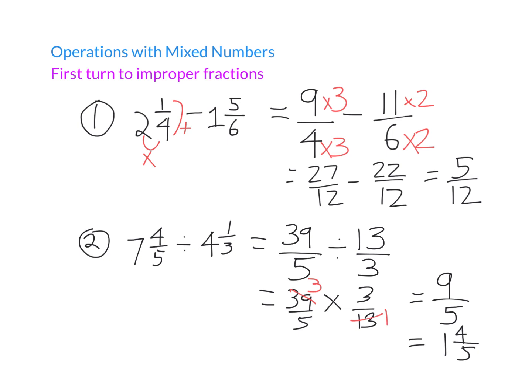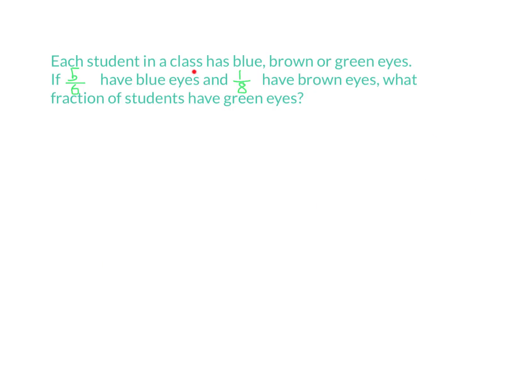All right, let's now look quickly at a worded problem. So each student in a class had blue, brown, or green eyes. 5/6 have blue eyes. 1/8 have brown eyes. What fraction of students have green eyes? So we just have to be able to rewrite this information here using only mathematical symbols. So we're talking about one whole class. What I want to do is take away the fraction with blue eyes, take away the fraction with brown eyes, and what's left will be the fraction with green eyes.